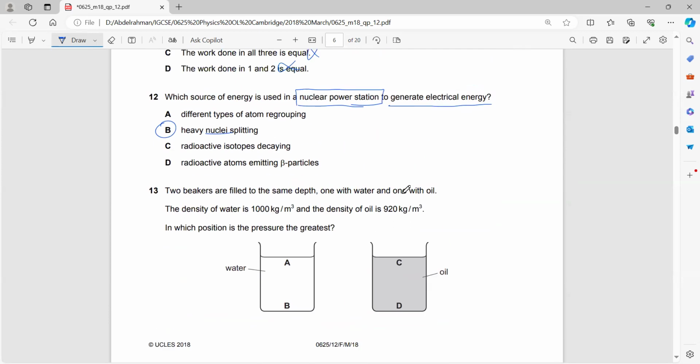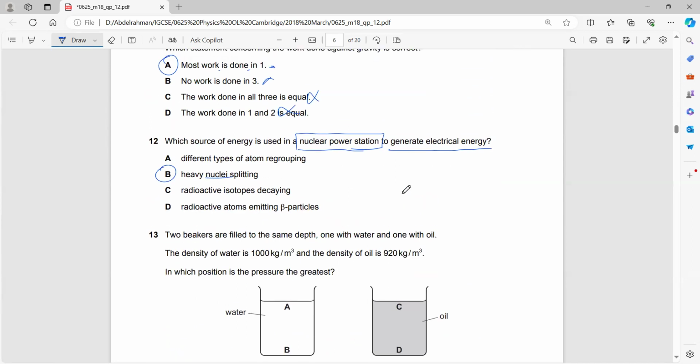Question 13. Fusion and fission. Yes, there is a difference between fusion and fission, but in the nuclear power stations, we use something called nuclear fission. As IGCSE students, you are not required to know the difference between fusion and fission. We just say that in the nuclear power stations, the process is called nuclear fission.